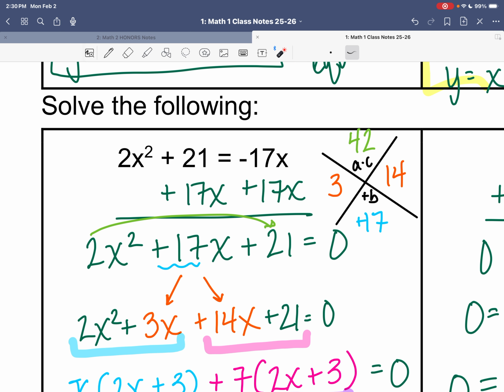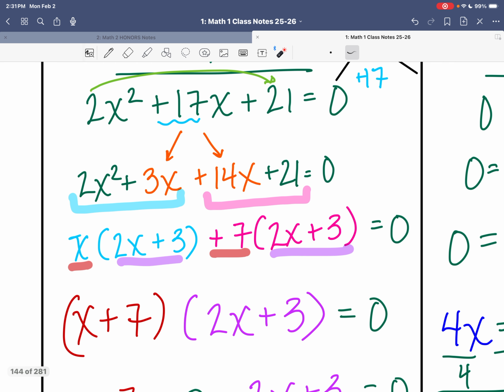So we're going to do A times C, so 2 times 21 equals 42, and then B is positive 17. So we need to figure out what would add to 17, but multiply to give us positive 42. And it would be 3x and 14x. So we're bringing those, and then just bring the first and the last term down. Make sure it's set equal to 0.